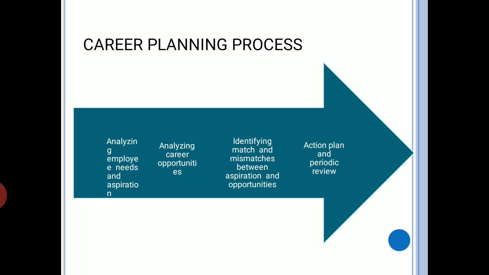Career planning process. The first step is analyzing employee needs and aspirations. The second step is analyzing career opportunities. The third is identifying matches and mismatches between aspirations and opportunities. And finally, the fourth step is action plan and periodic review.